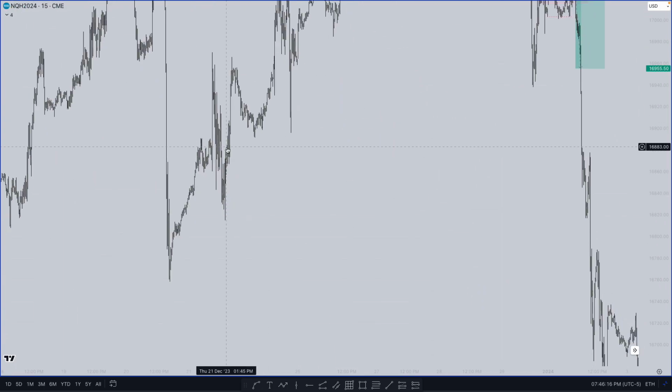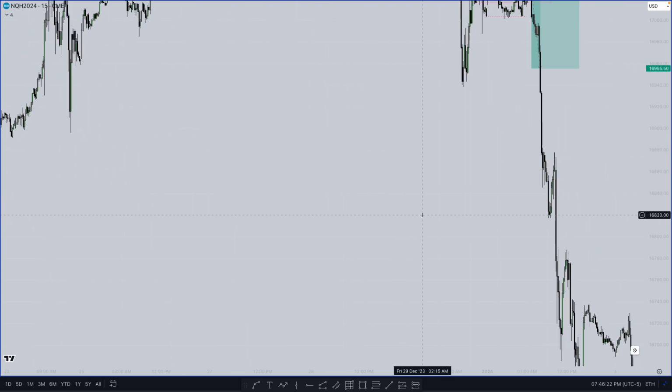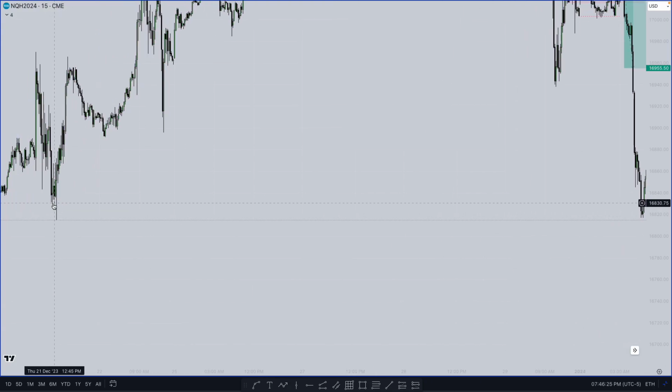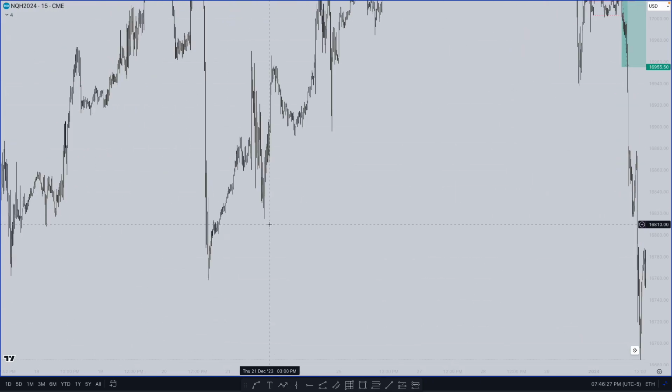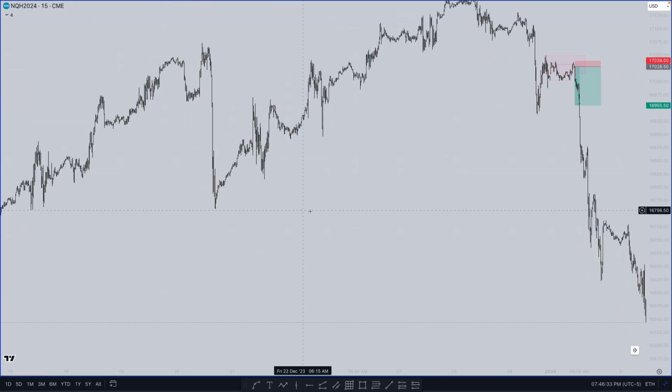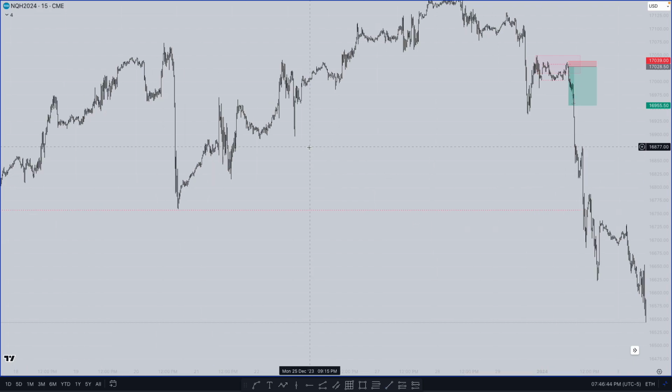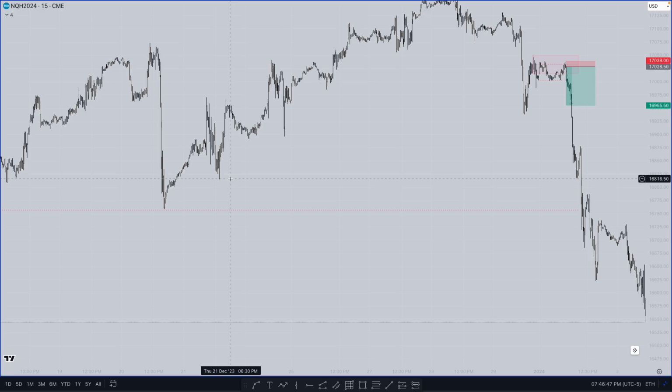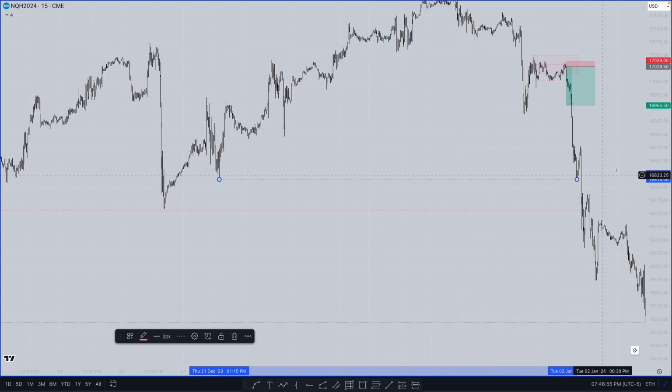Then you get the next break in structure. You get bodies closing under these bodies, which is the next big low. And you have all this ICT talk, you got all these sell side liquidities going on. Fat equal lows. But we'll just focus on this right here. Oh, you created more equal lows. Tasty. Okay, so you got all that going on.